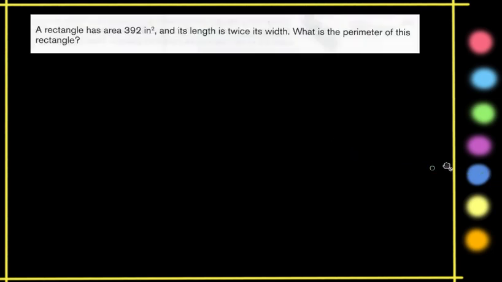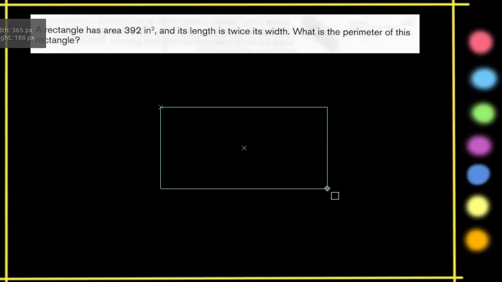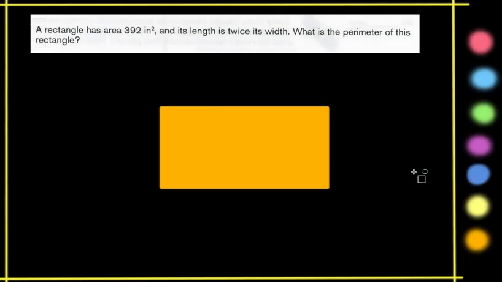All right, this one says, a rectangle has area 392 inches squared, and its length is twice its width. Okay, so let's draw a rectangle. Let's try to make its length twice its width. That looks about right to me. So we'll just call this one 2 width, and this one width. How about that? So its length is twice its width. What is the perimeter of the rectangle? Okay, so the area is going to be 2w squared, which is equal to 392.